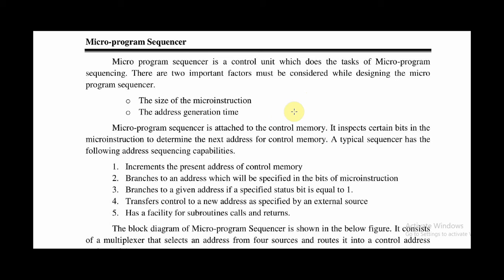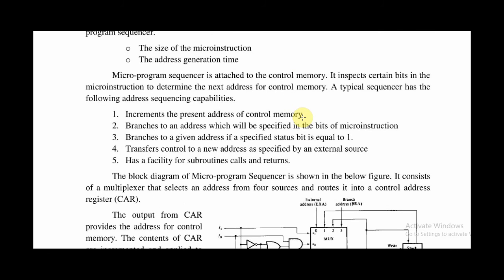If you are taking a typical microprogram sequencer, it should have five capabilities. That is, it should increment the present address of the control memory. Control memory is a current executing location, so we have to increment that to the next location. Then we have to do two types of branching. One is within the microinstruction itself. That is, we have to do some small branching inside the microinstruction itself.